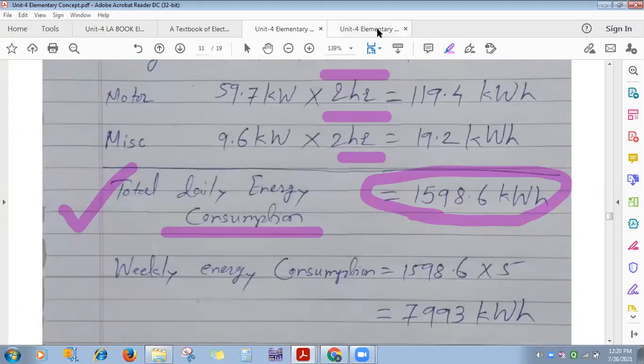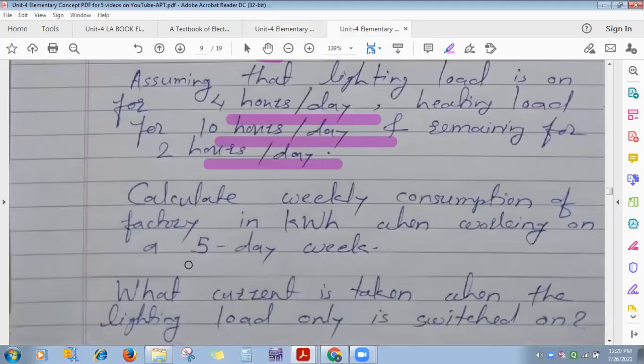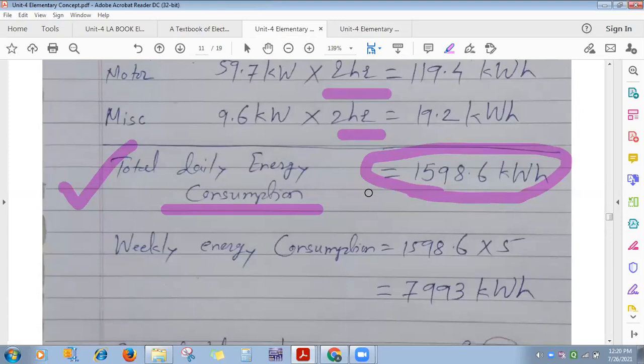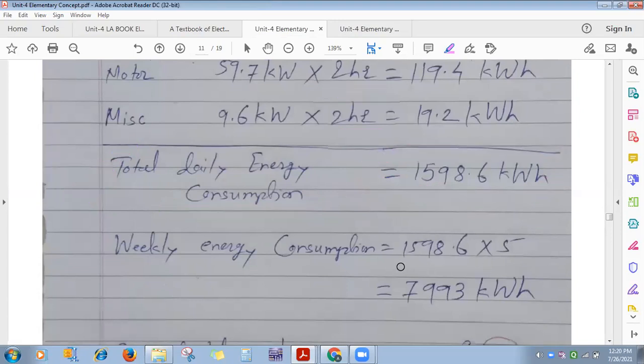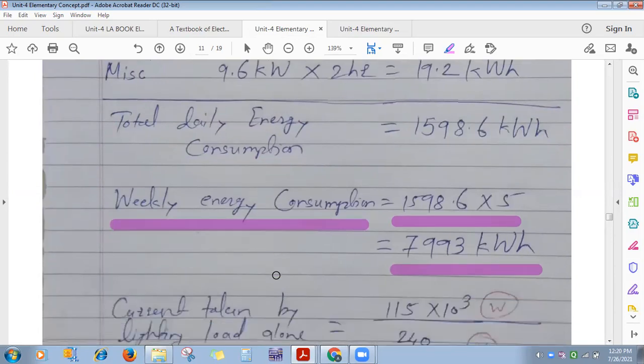5, it is given to you, it's a 5 day working. Calculate weekly energy consumption of a factory in kilowatt hour when it works 5 days per week. So for 5 days, if this one is for 1 day, it will be multiplied by 5, isn't it? Whatever it is in kilowatt hour, 7993, that will be for 5 days, nothing but a weekly, because per week it operates only for 5 days, isn't it?